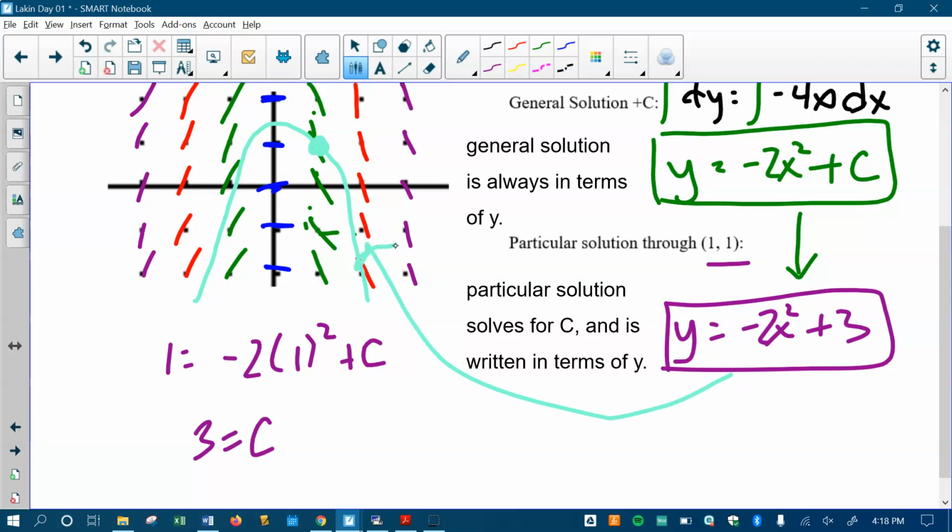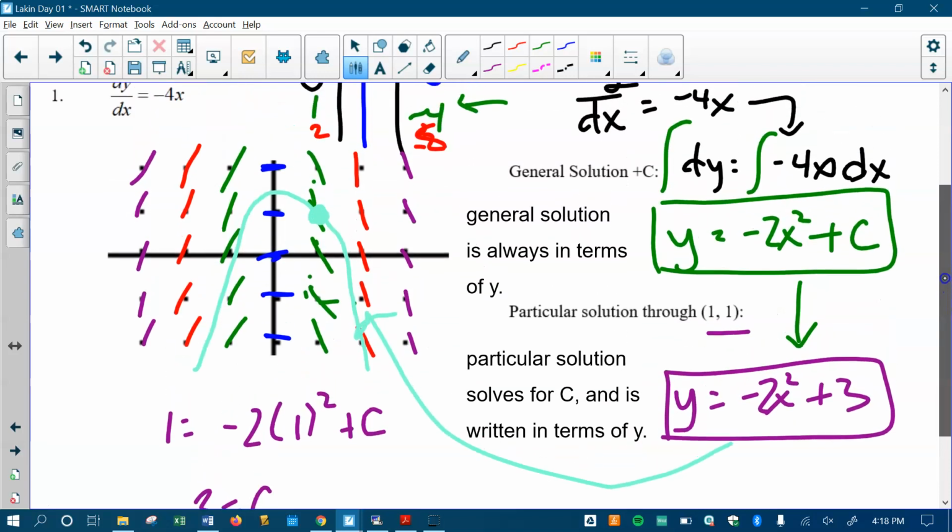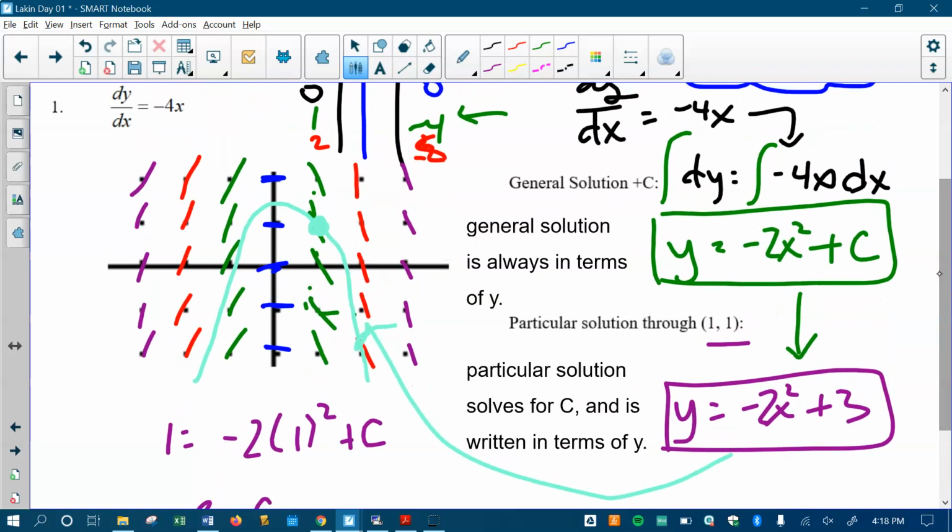Notice my graph doesn't exactly go through the y-intercept of 3, so maybe I would have had to do that a little bit better. So let me just try to do that a little bit better here of sketching this graph, and then I'm going to keep going. So let's just go up more. And maybe that's more of what it would look like.